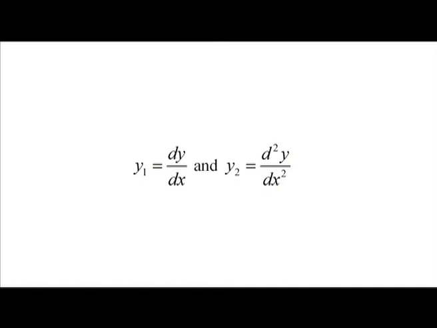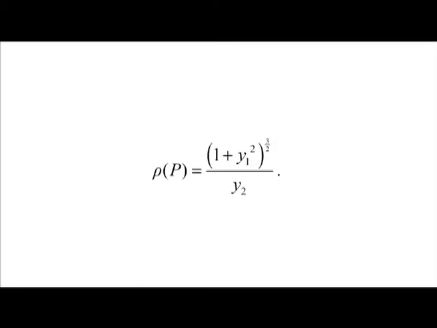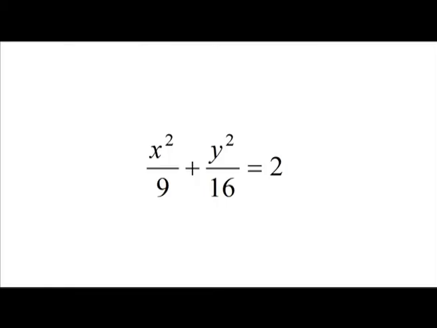Using the notations y1 is equal to dy by dx and y2 is equal to d square y by dx square, the formula for radius of curvature takes the form rho of P is equal to 1 plus y1 square all raised to 3 by 2 all divided by y2. As an example, we find the radius of curvature of the ellipse x square by 9 plus y square by 16 is equal to 2 at the point ordered by 3, 4.